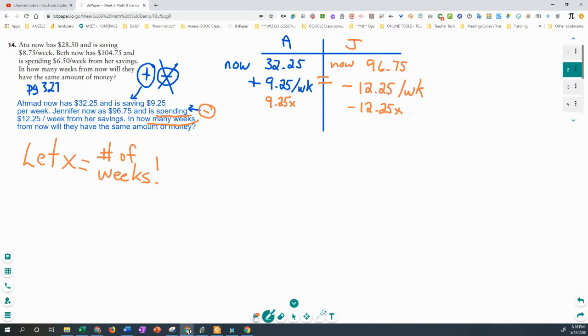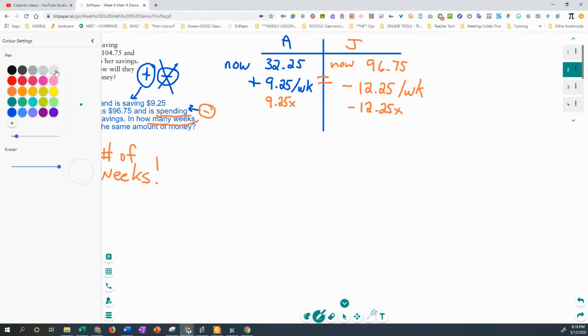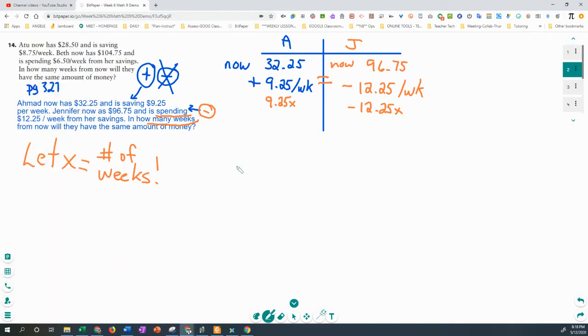So we're saying, okay, let's make it a different color now to make them both equal. On one hand, Ahmed is going at a speed of, well, 9.25x, and he started with 32.25. That looks a little bit better.